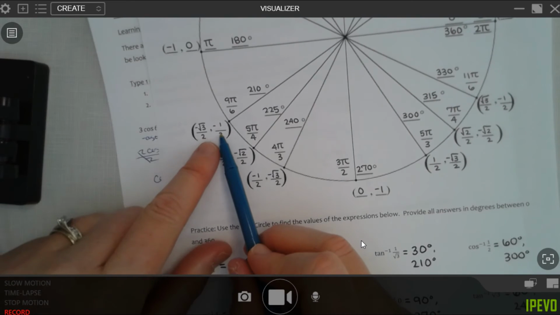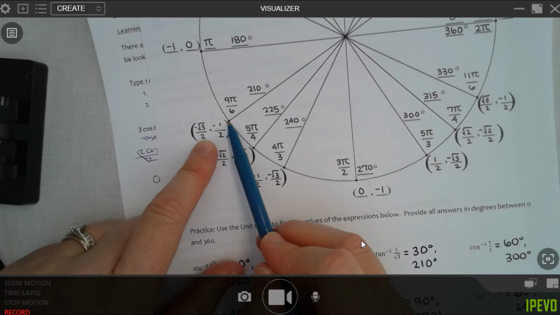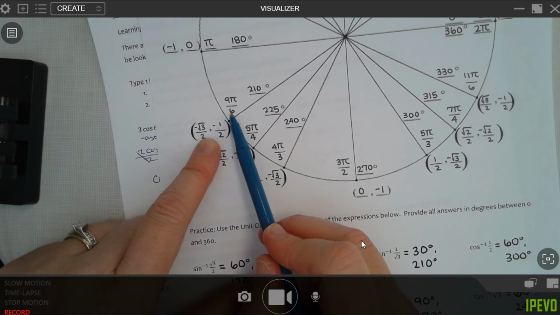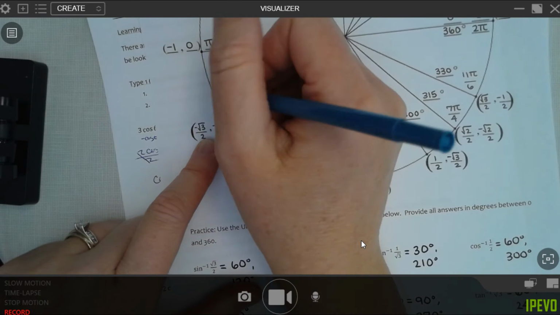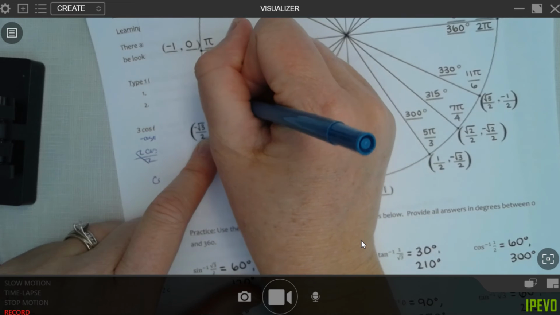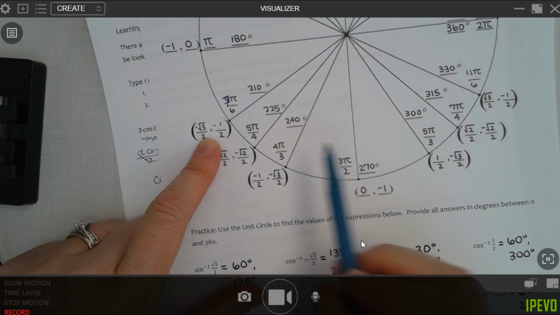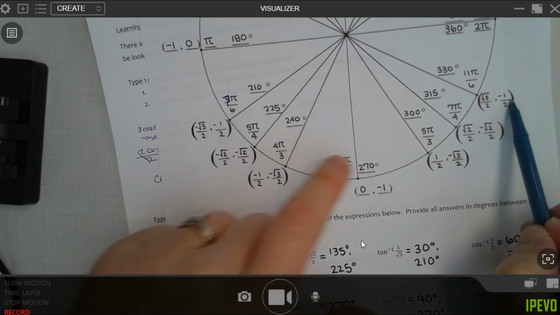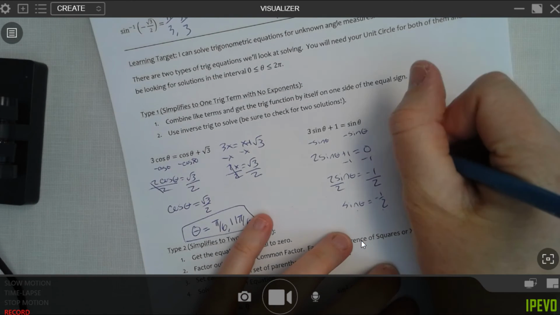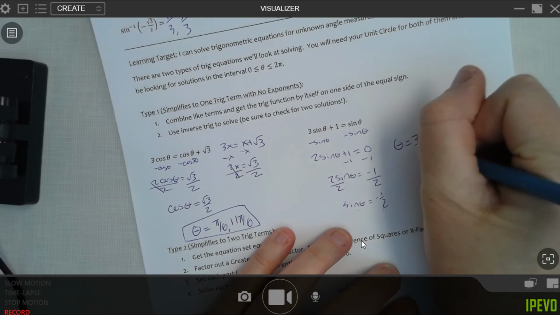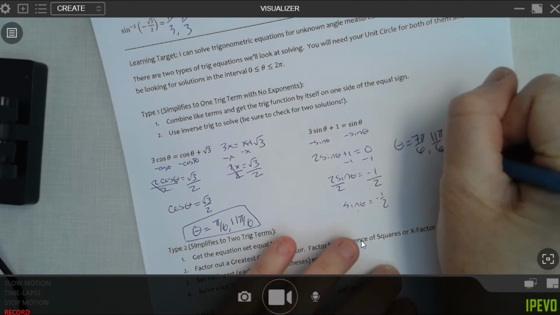So I have a y value of negative half right here at, is that say 9 pi over 6? That's not supposed to be 9 pi over 6. That should be 7 pi over 6 here. So it's going to be 7 pi over 6. And then it's also negative a half right here at 11 pi over 6. So those are my two answers, 7 pi over 6, and we said 11 pi over 6.